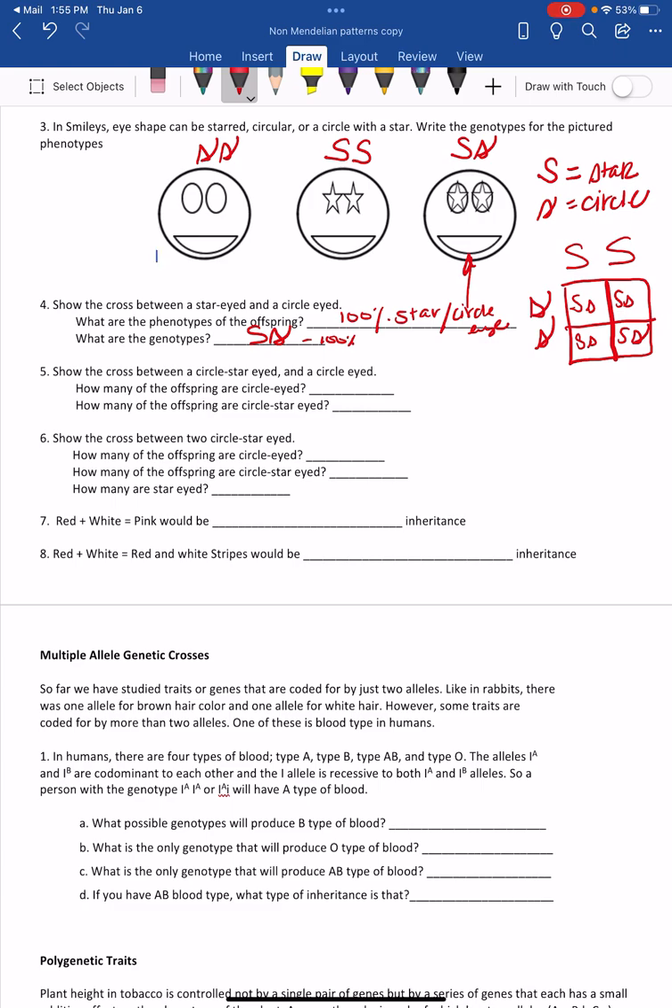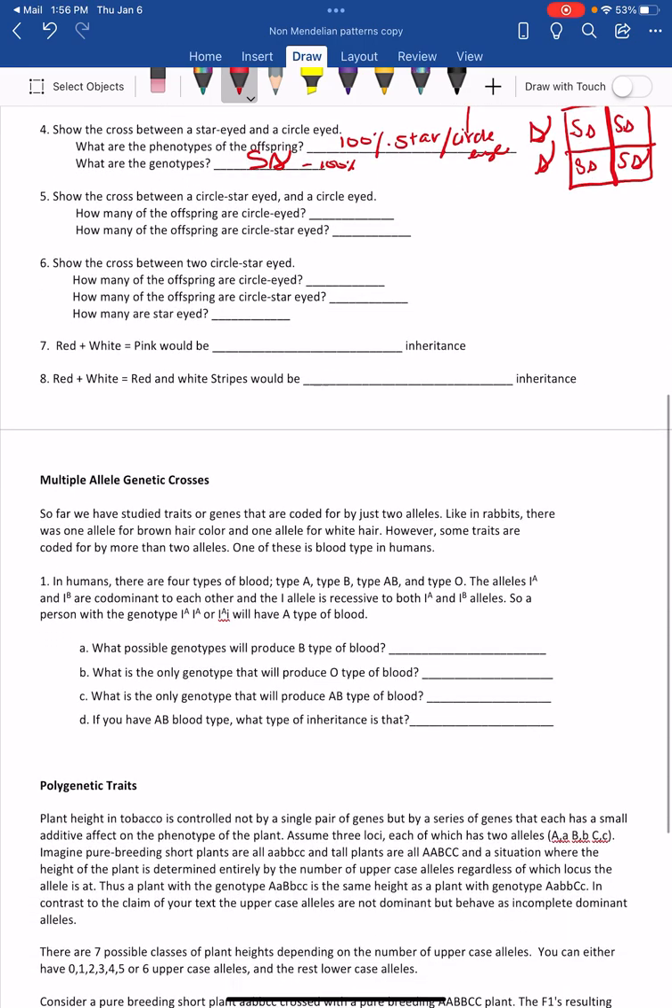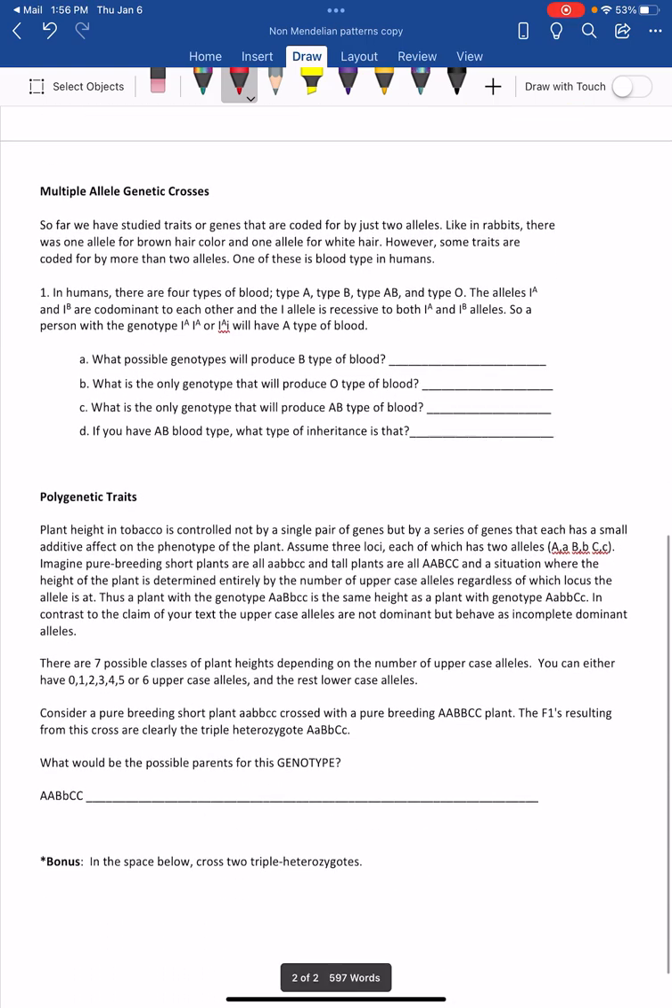Okay, now you can go ahead and do questions 4, 5, and 6. 7 and 8 are just some more inheritance patterns, whether it's codominant or incomplete dominant. So that's going to be your 2 answers there.